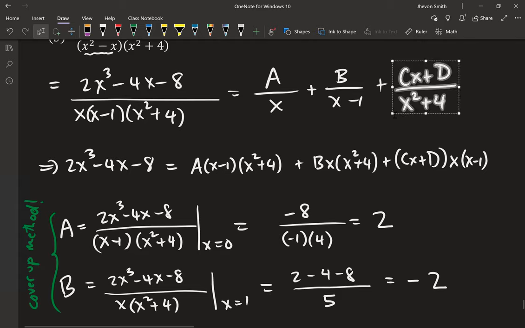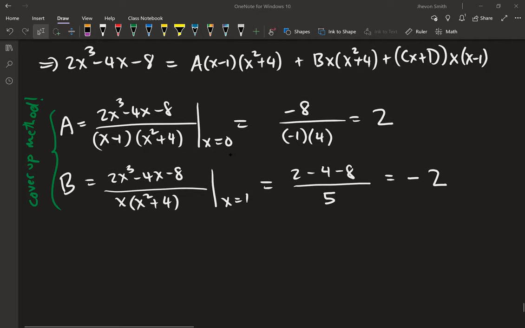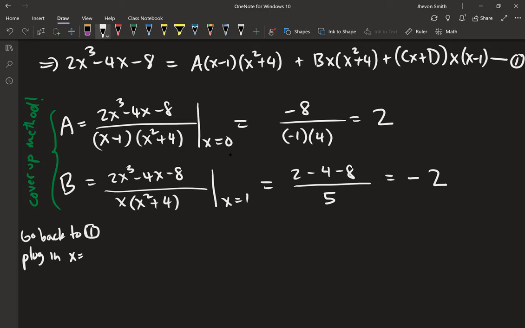So for the C and the D, we're going to go back to the old school way of plugging in convenient values and solving for C and D. At this point, we know the A. So plug in x equals, you're going to go back to the original. Let's call it star. Go back to star and plug in some random value. Plugging in 0 is not going to be useful. Plugging in 1 is not going to be useful. So I can do something else like plug in minus 1. That's a pretty small number.